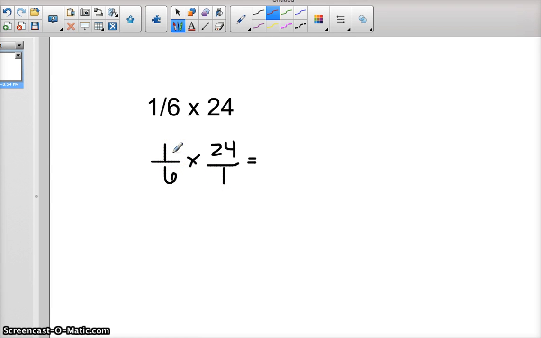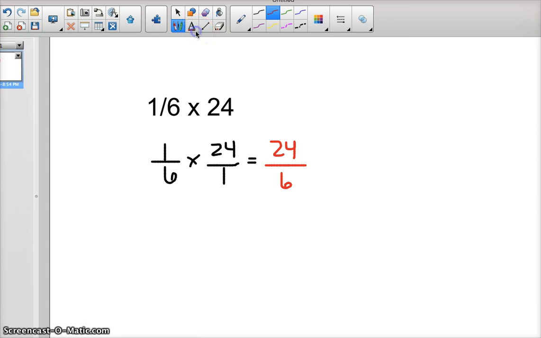So we're going to start it off by multiplying our numerators. 1 times 24 is going to give us 24. And then we can multiply our denominators. 6 times 1 gives us 6. So 1/6 times 24 is 24/6.